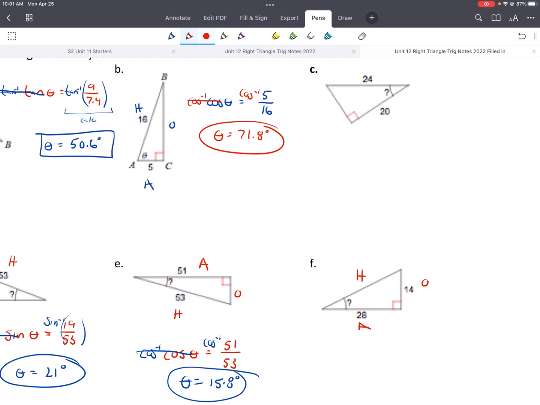All right, next one, we've got hypotenuse, opposite and adjacent. So what uses O and A? TOA, so tangent of theta equals O over A, and we'll use the inverse. And we get theta equals second tangent, 14 divided by 28. So I got 26.6 degrees.